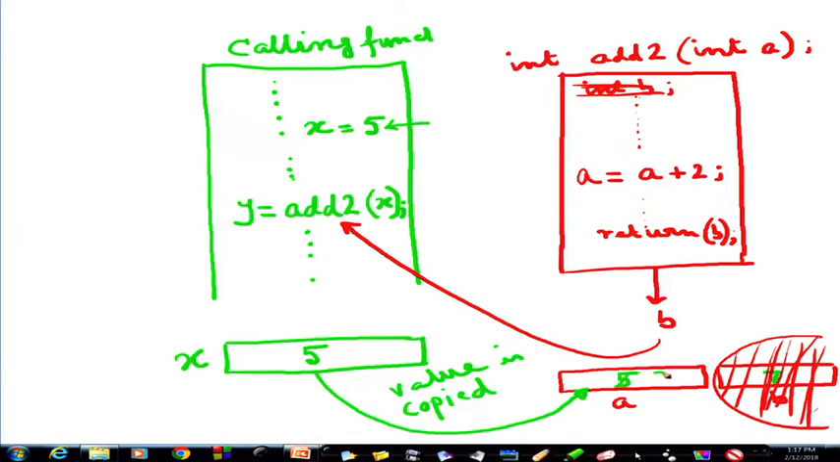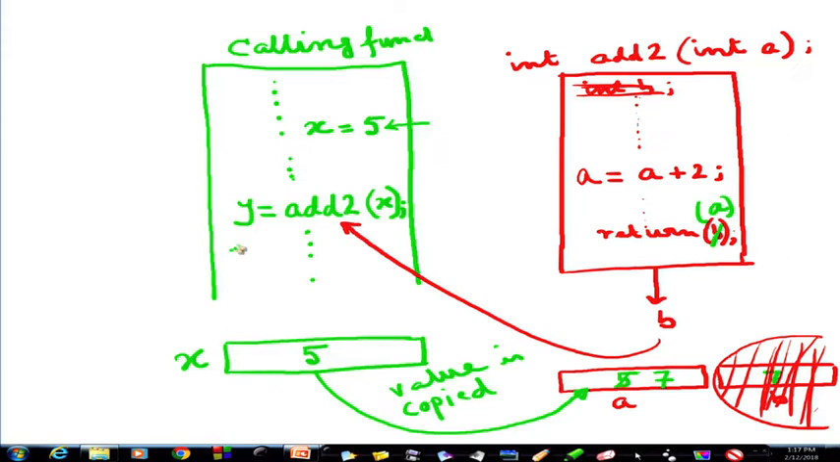So this will be incremented to 7 and obviously this will be return a, not return b, because b is not there anymore. So that 7 will be returned here, and 7 will be y.